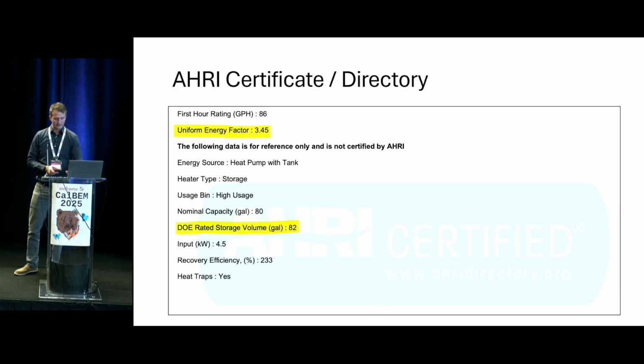Let's see. Yeah, I think that's it for this slide. These notes are a little small here. Okay.